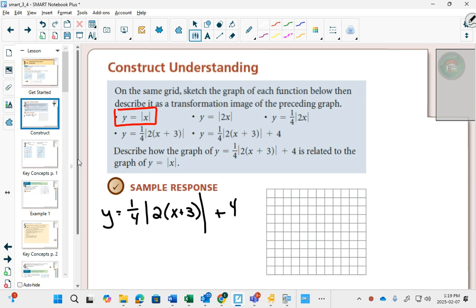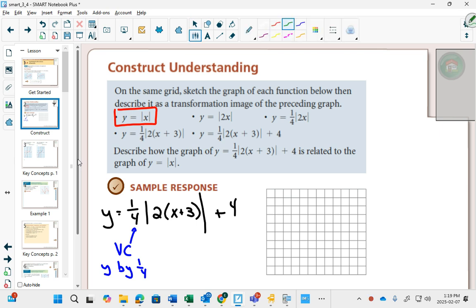So now we're going to look at what's outside, what's inside. We're going to start by just labeling all of these things. So here's my main absolute values, so I can really see these are the numbers that are inside. This 1/4 is outside. V for vertical, C for compression. That would be a vertical compression. You would multiply your Y values by 1/4.